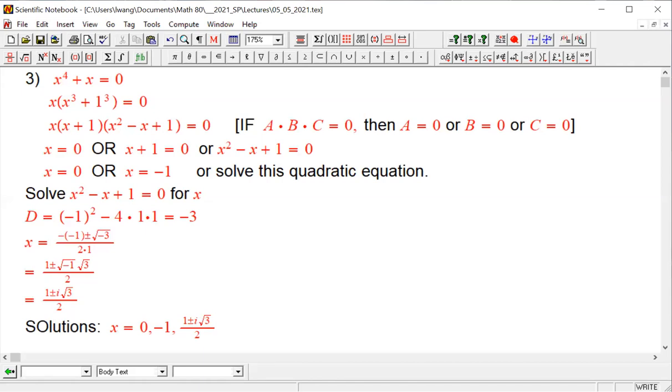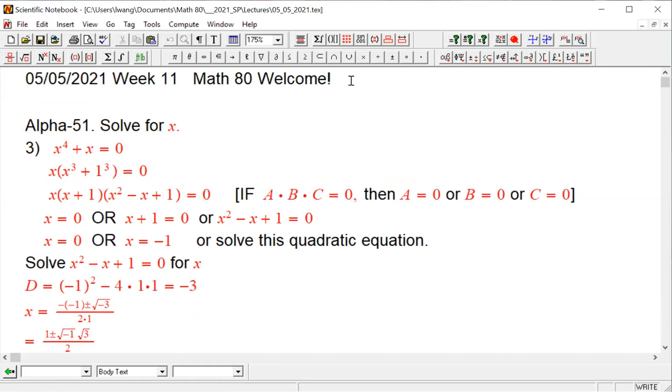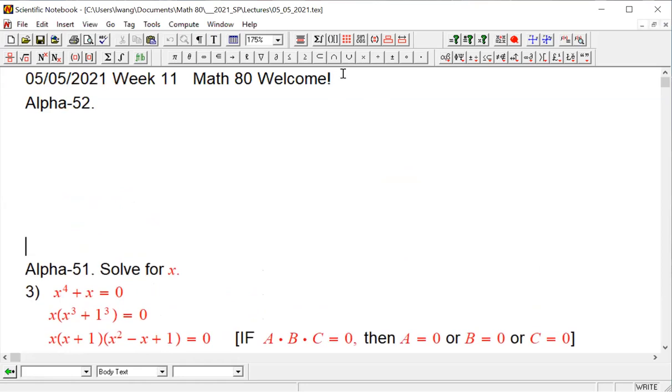Okay, with that, I would like to conclude Alpha 50. Okay, and we're heading to Alpha 52, which is solving by completing the square. Okay, so Alpha 52. Hopefully this will be relatively easy for you because we've done completing the square in a different setting. Okay, and I also want you to be aware of the differences.